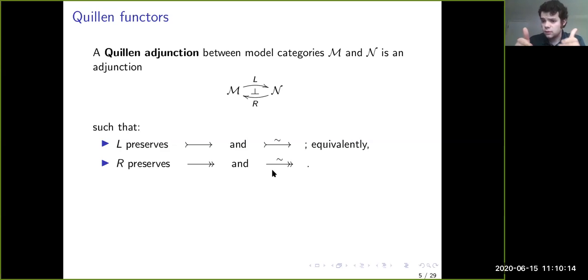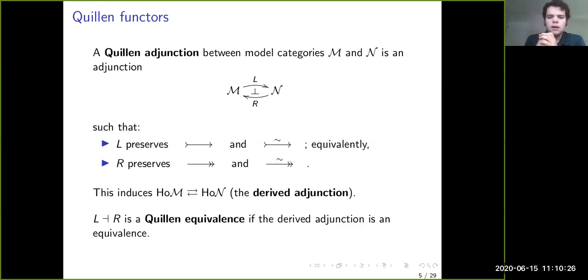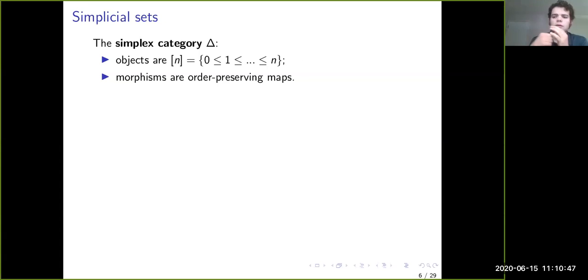So in verifying that something is a Quillen adjunction, we can choose to work with either the left adjoint or the right adjoint, depending on which one is easier to work with. And so an adjunction that satisfies this property, a Quillen adjunction, will induce an adjunction on the homotopy categories of these model categories, which we call the derived adjunction. And if that derived adjunction is an equivalence of categories, then we call this a Quillen equivalence. So let's look at some examples of model categories.